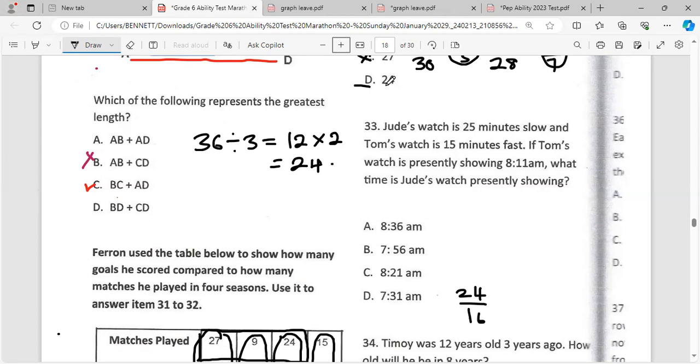Sir, I think I did something like, sir, you can do it, because Tom's watch is showing 8:11 a.m. and that means it's fast. So you have to subtract 15 from 8:11, which would leave you at 7:56. Then you have to subtract 25 from 7:56, which would give you 7:31 a.m. That's how I got D. Okay.